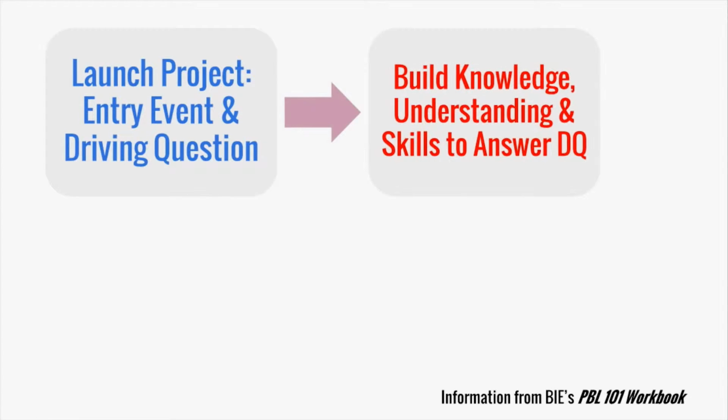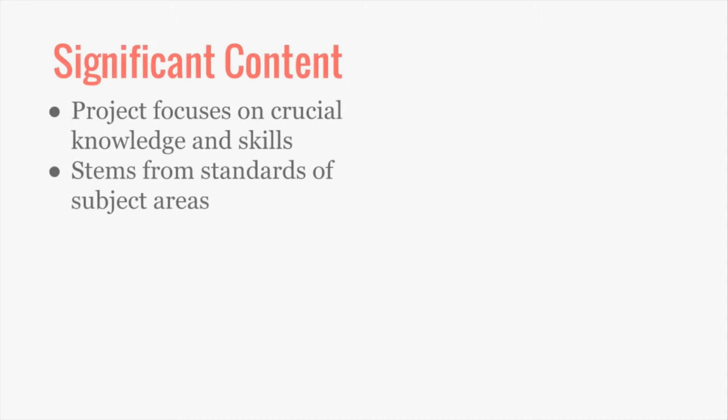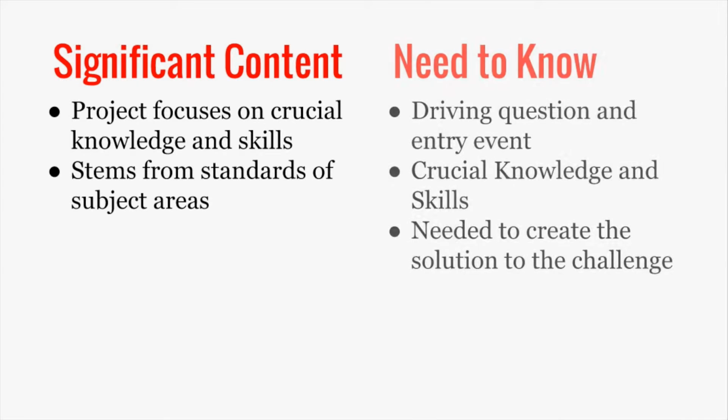Now for the next phase of the flowchart: building knowledge, understanding, and skills to answer the driving question. This phase focuses on the significant content of the unit. The project should be based on critical knowledge and skills obtained from the key concepts and standards of each discipline that is involved. As for the need to know, students will use the entry event and driving question to find out what they will need to know and the skills they will need to acquire to create the solution to the driving question. The need to know process is student driven, and teachers are there to facilitate and lead them to quality need to know questions.